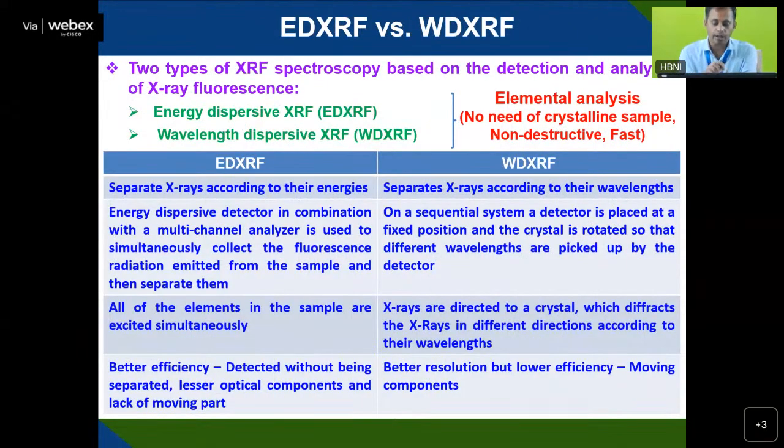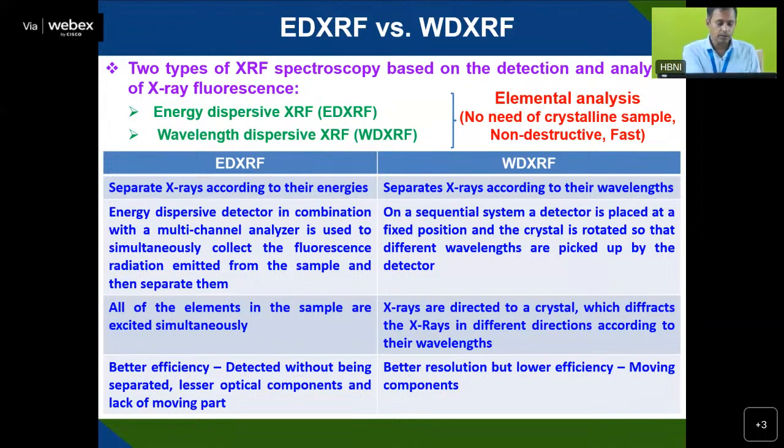Here two types of detectors are used: one is energy dispersive X-ray, another is wavelength dispersive. Energetically you can differentiate the elements, or wavelength-wise you can differentiate them, so detection analysis is possible by energy dispersive or wavelength dispersive. Element analysis is possible, and you don't need any crystalline material; it works on amorphous material. It is a non-destructive and fast method to identify a particular element.